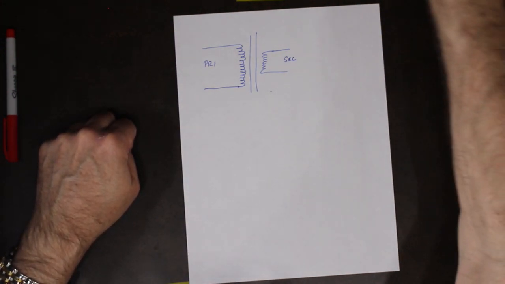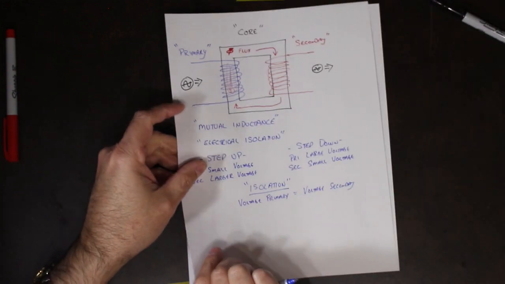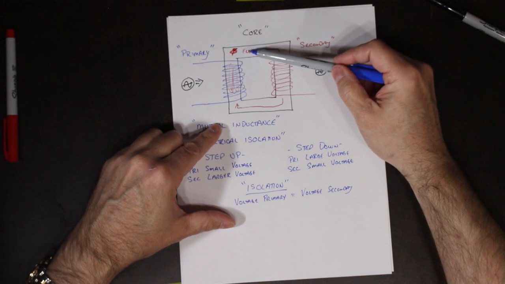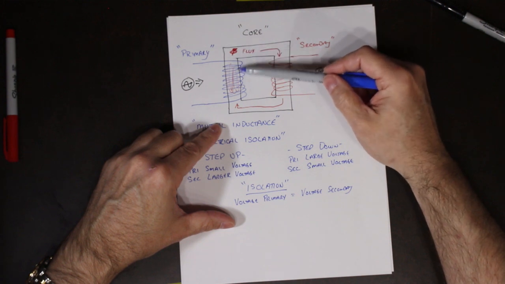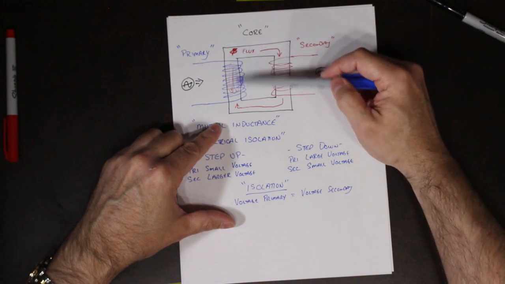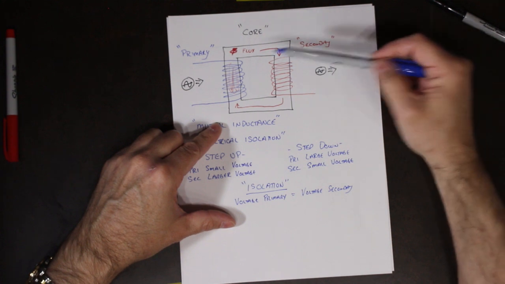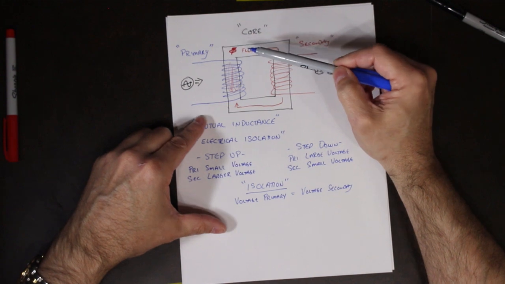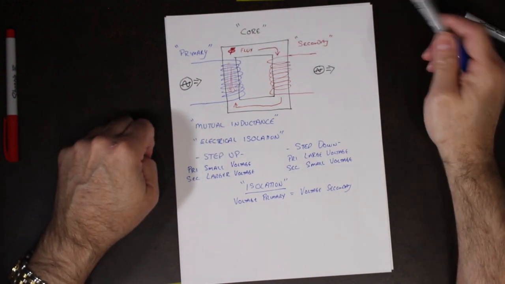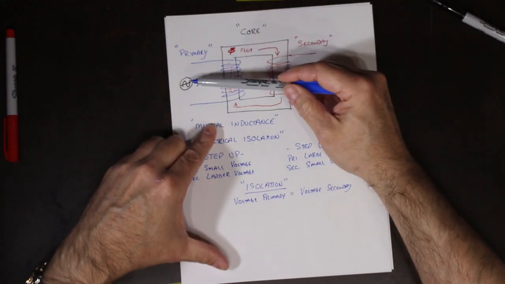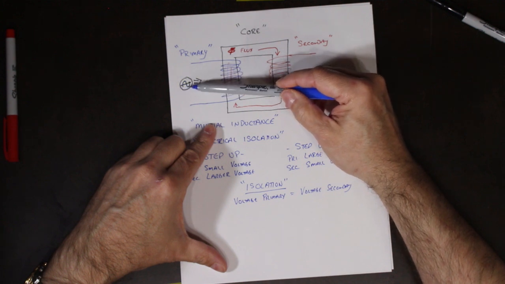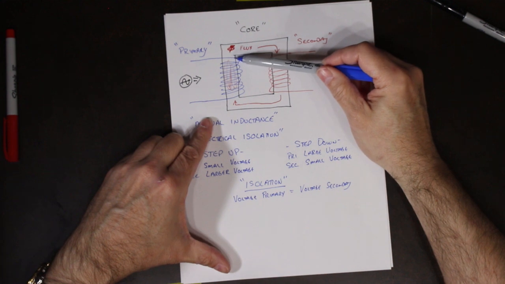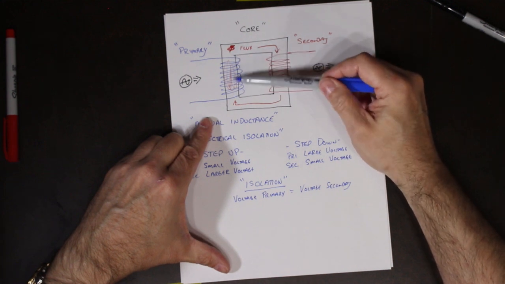So here's what I'm going to do. I'm going to go back to this other diagram here for a second. And you can see that the flux, or the magnetic field, is what joins this primary to this secondary winding. So it's the flux that actually does that. What creates the flux? Well, the flux is actually created by this value of voltage being applied to this winding.